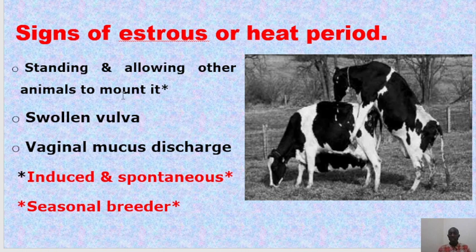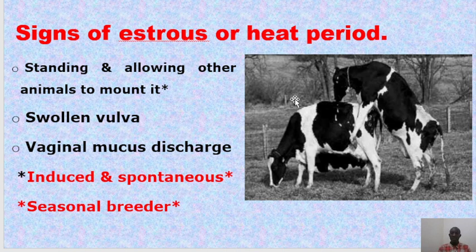But this one applies mainly in cows, because in goats you don't see animals mounting others. No, you can't see that. In pigs, it is clear, you can apply what you call the back pressure test. When you press the back of the sow which is on heat, it will stand. But when you apply pressure on its back and it moves, it's not on heat.